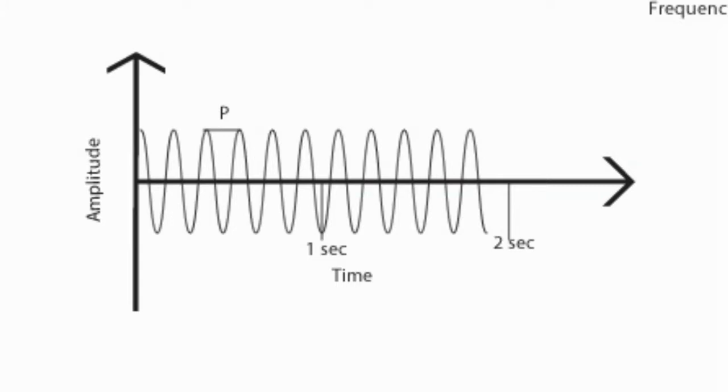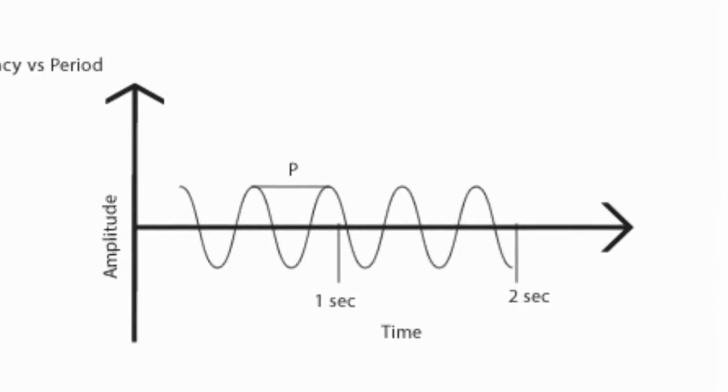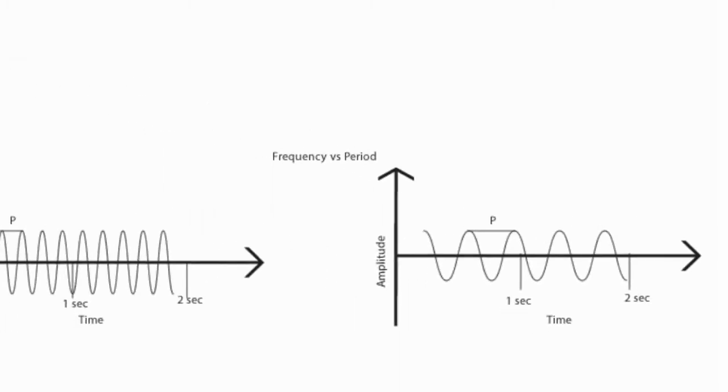Let's take a look at this graph. How many cycles do you see occurring in 1 second? Correct, 5.5. Which means that the frequency of this particular ultrasound wave is 5.5 cycles per second, or 5.5 hertz. Now, how many cycles do you see occurring in 1 second here? Well, let's say 2.25 cycles per second, or 2.25 hertz.